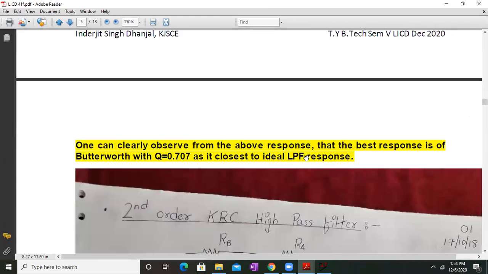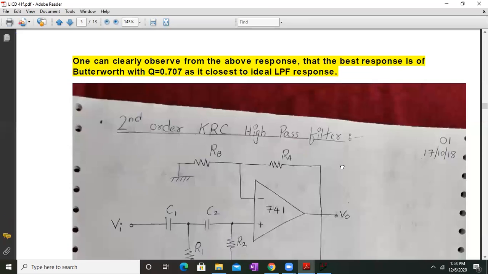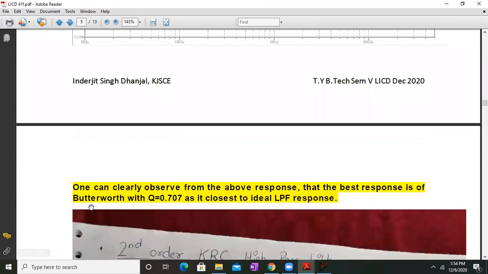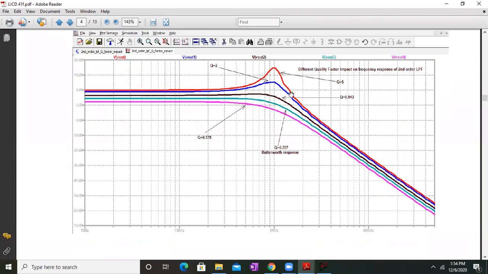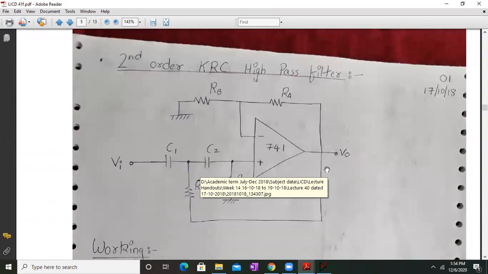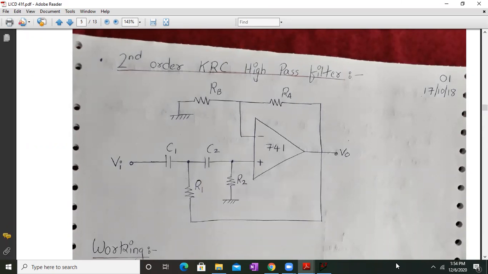Now let us proceed further. One can clearly observe from the above responses that the best response is of the Chebyshev filter, and it is closest to the ideal low pass response, as you can see clearly with the light blue color curve. Now we will turn our attention to the second order KRC high pass filter.